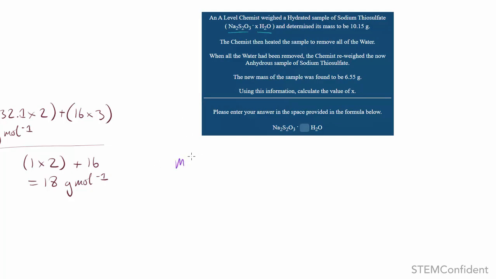So if you want to work out the mass of the H2O, that's simply going to be the original mass. So that's going to be 10.15. And we subtract from that the mass of the unhydrated sodium thiosulfate, so that's going to be minus 6.55, right? And that's going to give us what our H2O mass is. So that's going to be 3.6, okay? And that's going to be in grams, okay?